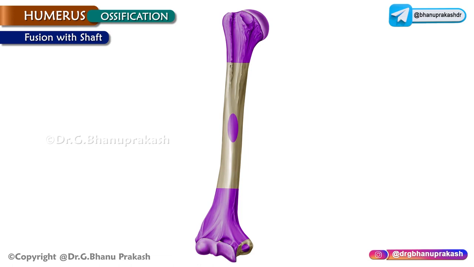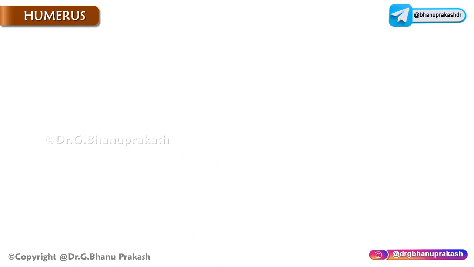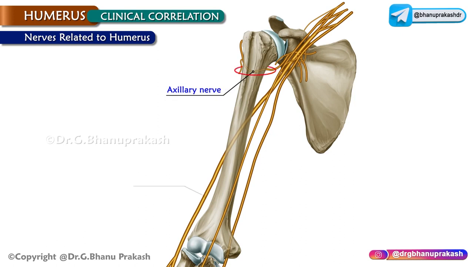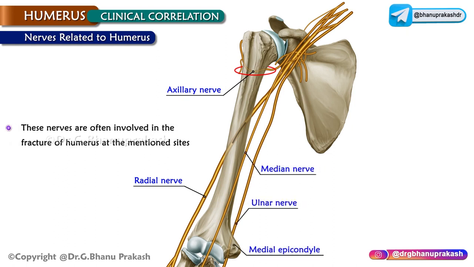Fusion with the shaft. The upper end joins with the shaft by the 20th year. Lower end joins with the shaft by 16 to 17 years, and the medial epicondyle joins with the shaft by 18 years. Clinical correlation. Nerves related to the humerus are axillary nerve around the surgical neck, radial nerve in the radial or spiral groove, and the ulnar nerve behind the medial epicondyle. These nerves are often involved in the fracture of the humerus at the mentioned sites.